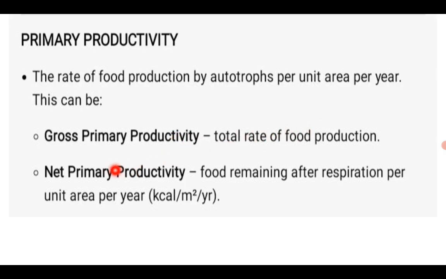It can also be in form of a net primary productivity, which is food remaining after respiration. Remember, respiration is when food is converted into energy by combining glucose and oxygen. So the food that remains after respiration per unit area per year is called net primary productivity. It is measured in kilocalories per square meter per year.